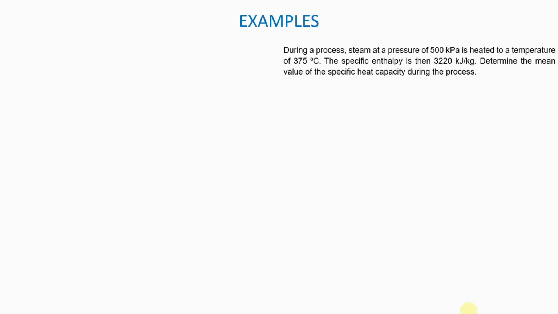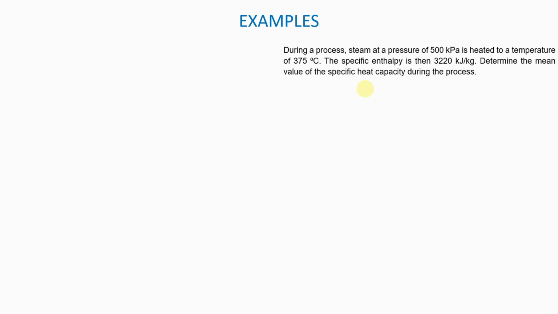Now, how do you solve a question like this? First, you have to see what is given to you. They've given you the pressure of the steam, and they also gave you the temperature of the steam. And they told you the specific enthalpy is this. So now they want you to find the specific heat capacity during the process.